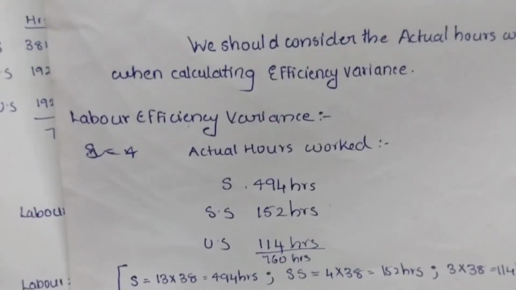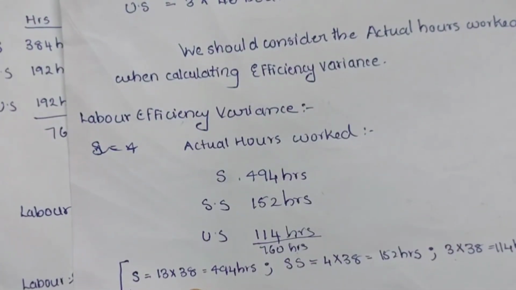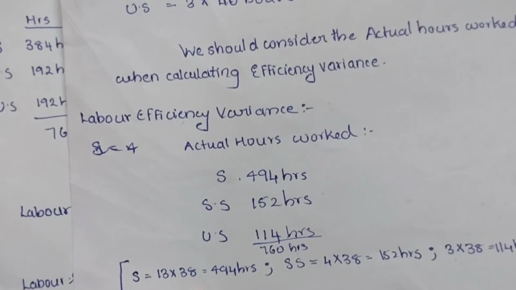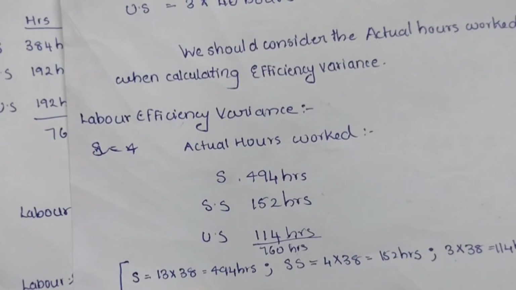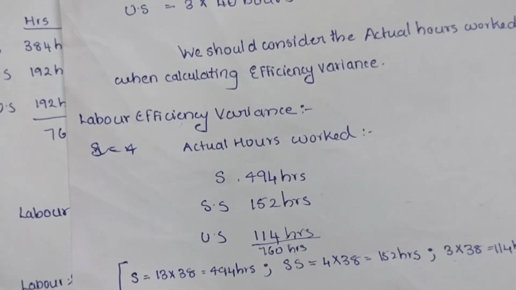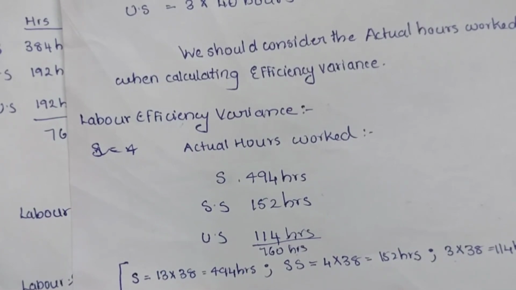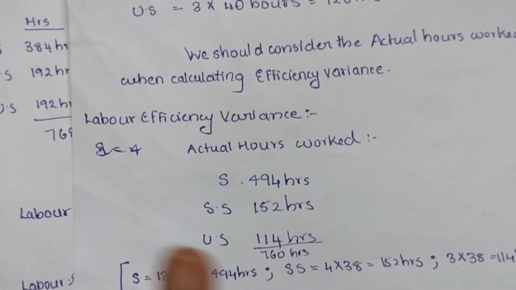Let me explain. In the question they have told us that the week had 40 hours, right? And they have told us that each employee is losing 2 hours. That means they have 2 hours idle time. So we have to subtract it from this 40. 40 hours is for 1 person for 1 week, and 2 hours is the idle time for one person for 1 week. So in a week, what is the actual hours worked? 40 minus 2, 38 for one person.